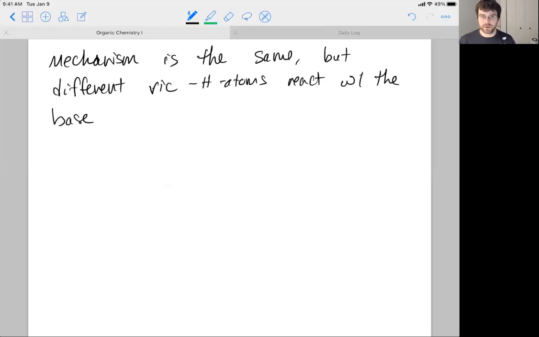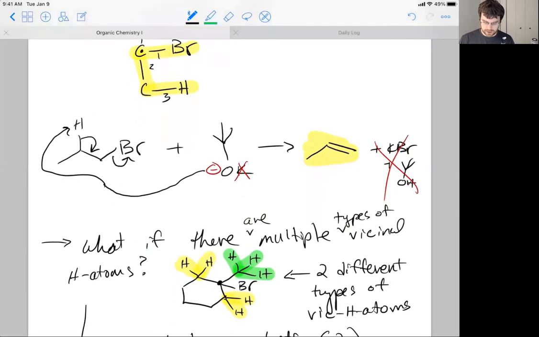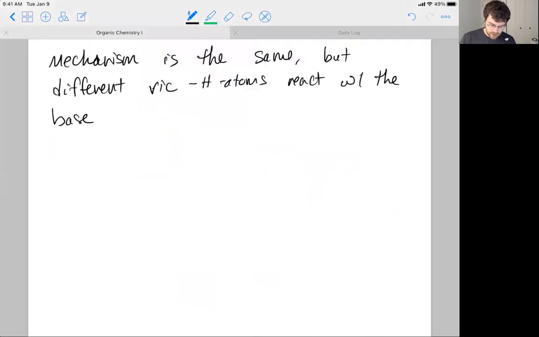I'm going to flip back and see what base I had. I'm not sure if I included one. Oh, I just drew the substrate. Okay, sorry about that. So I'm going to call one of the vicinal hydrogens A, and then I could call either of these other vicinal hydrogens B, just because they'll give rise to a product A and a product B.